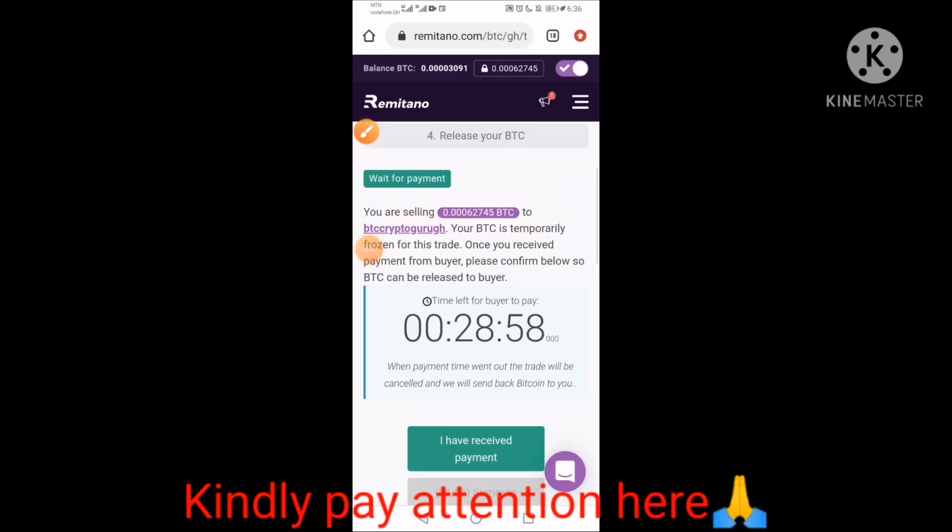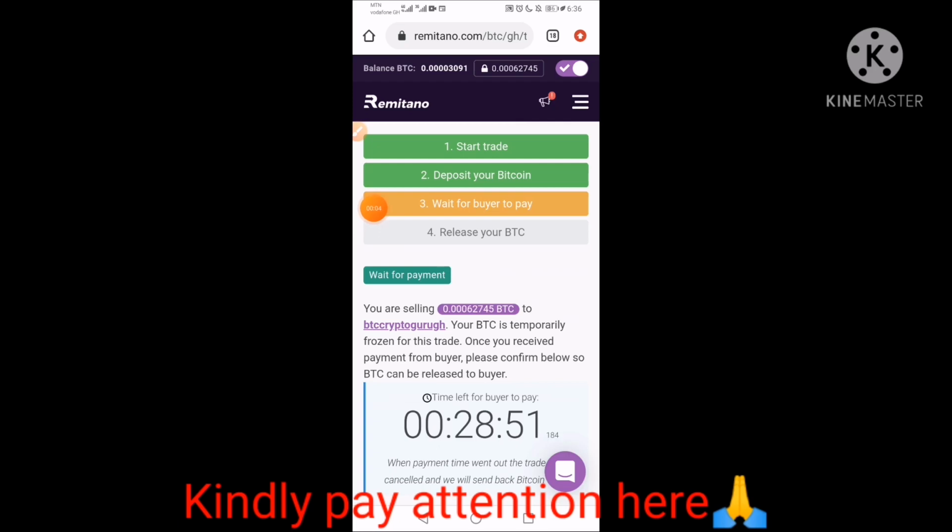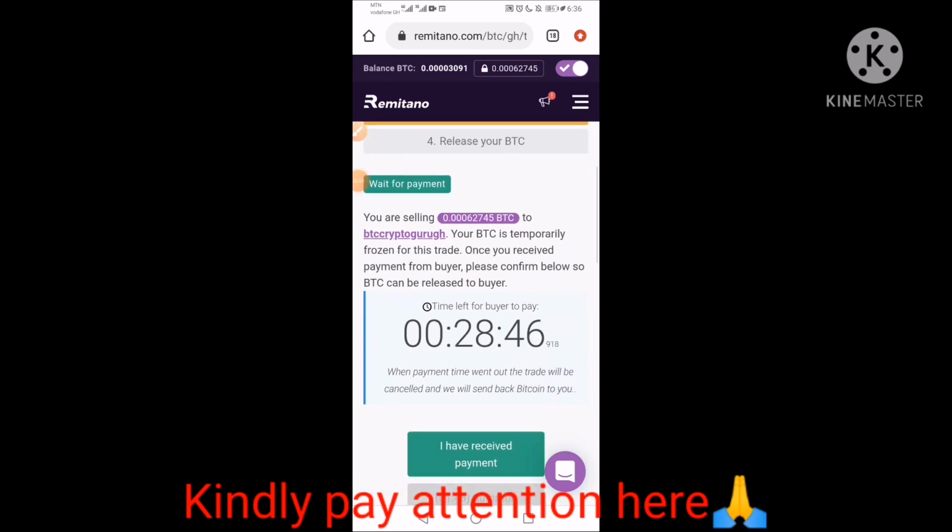So I've initiated the payment. I'm waiting for the buyer who is buying my Bitcoin to send me the money. And when I receive payment, it's very important I click on I have received payment. So let me go and check. It says you are selling this amount of Bitcoin to this person, BTC Crypto GH Guru. Your Bitcoin is temporarily frozen for this trade. Once you receive payment from the buyer, please confirm below so we can transfer your BTC to the buyer.